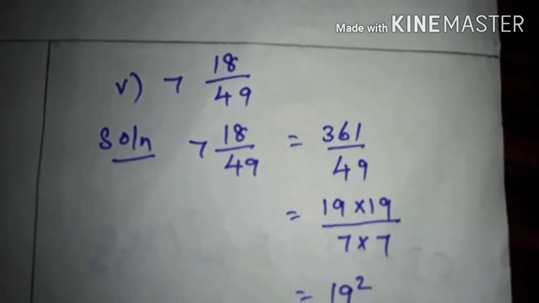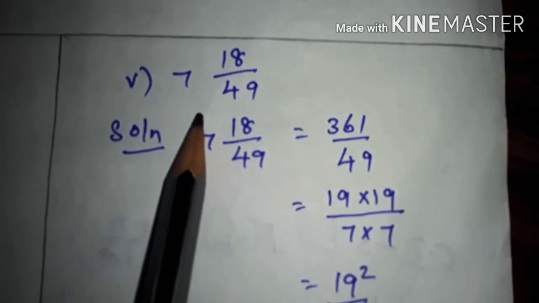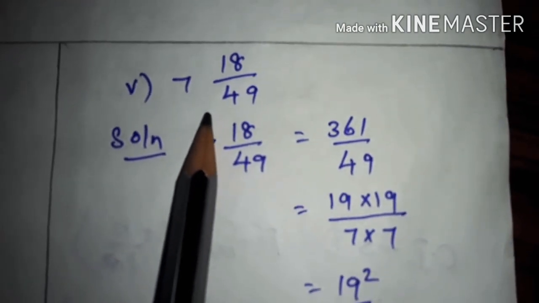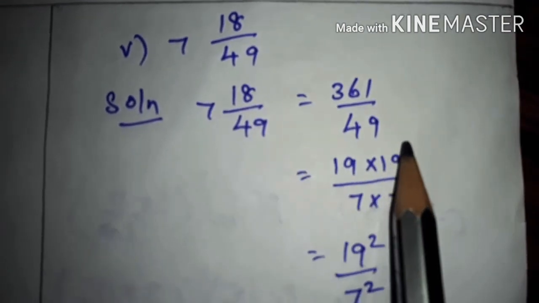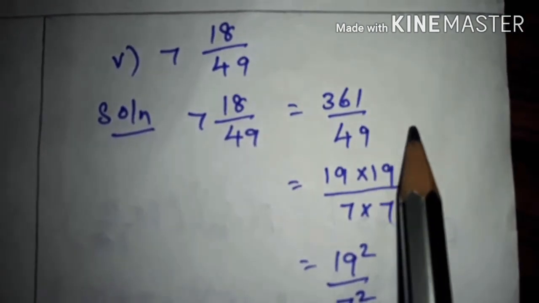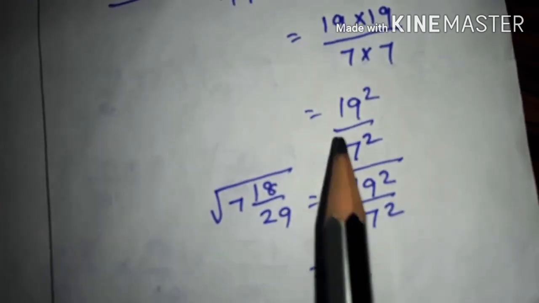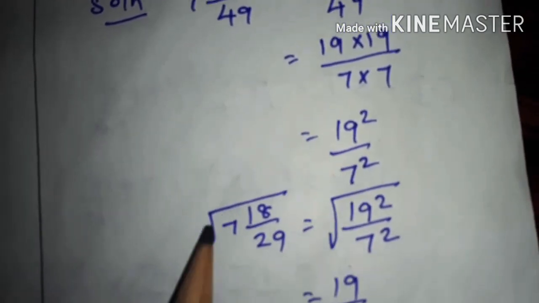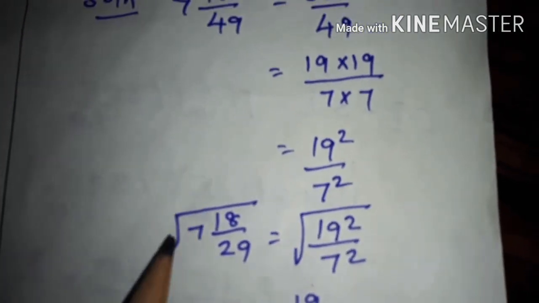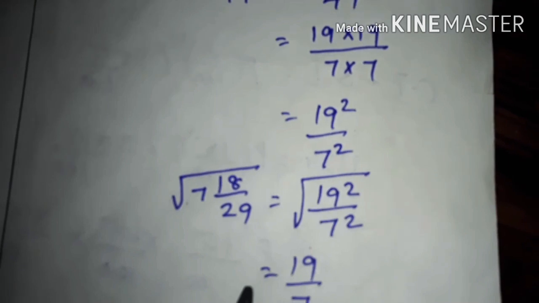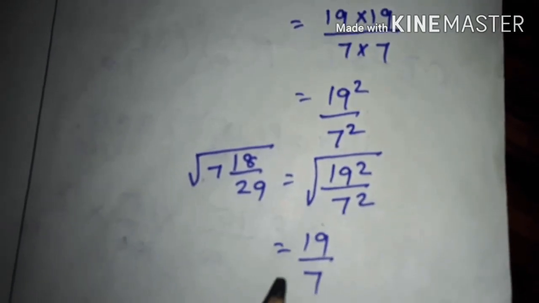One more sum we will see. It is also in fraction form, but it is a mixed fraction. If it is given as a mixed fraction, first you have to convert it into an improper fraction. Then you have to write it as square numbers. After that, you have to take the square root on both sides. We will get the answer. For that, the square root of 18 by 29 is, we get the answer as 19 by 7.